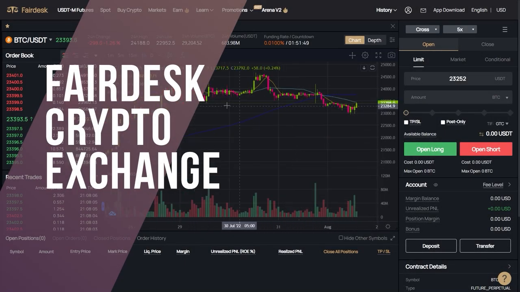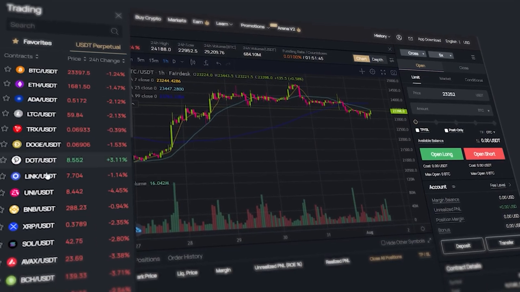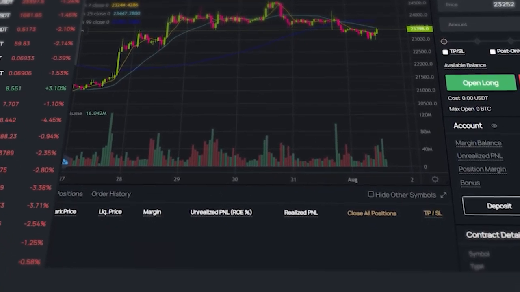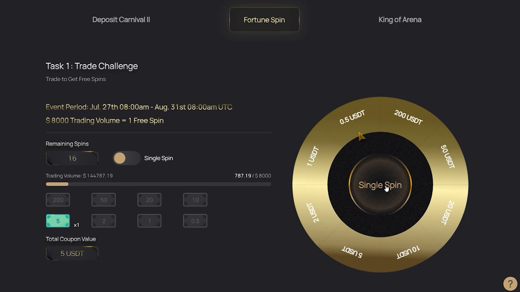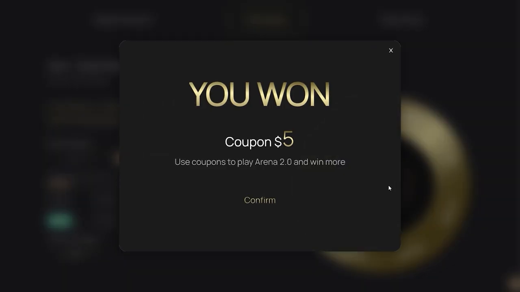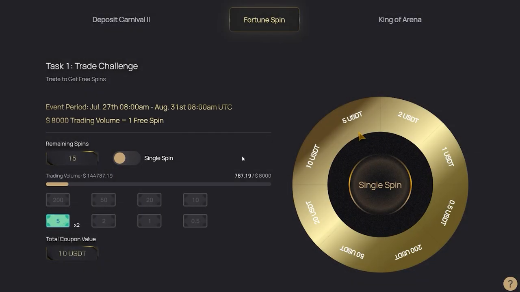Fairdesk crypto exchange is one of the few platforms that allows users to trade, invest, and have complete control of their assets as well as risk management. Fairdesk has grown over the years and is now much more than a simple exchange. Recently, it has added a new exciting way for users to earn even more.